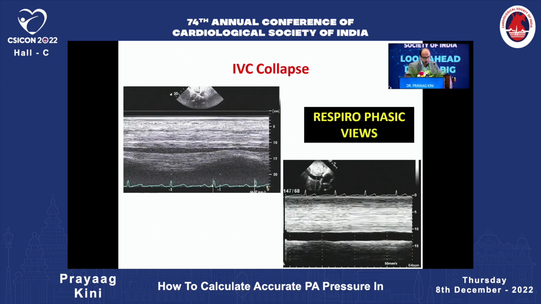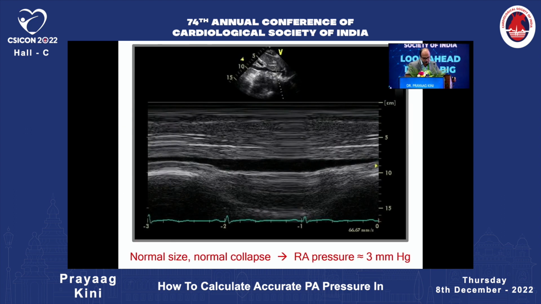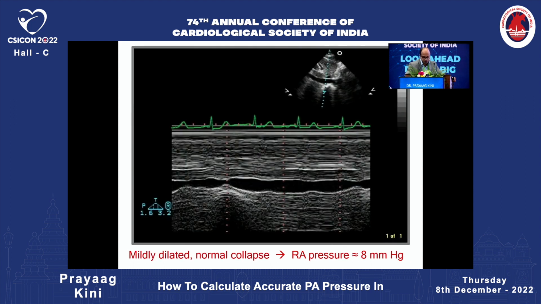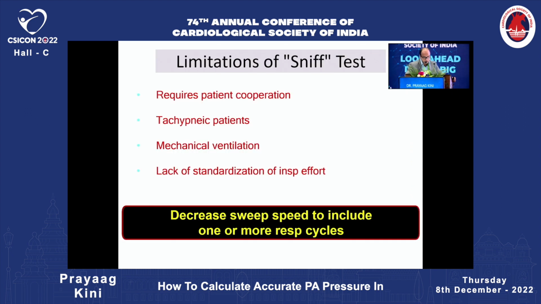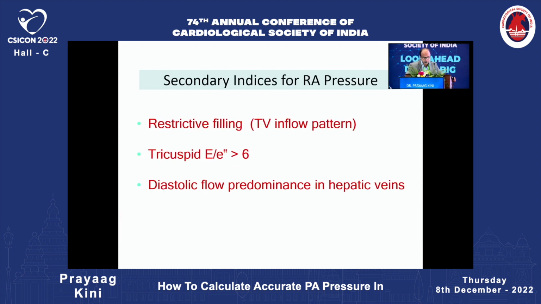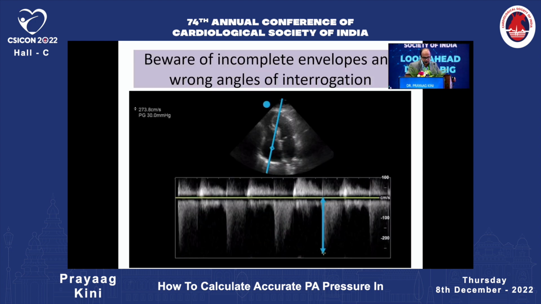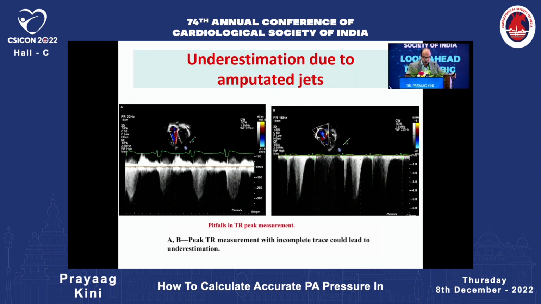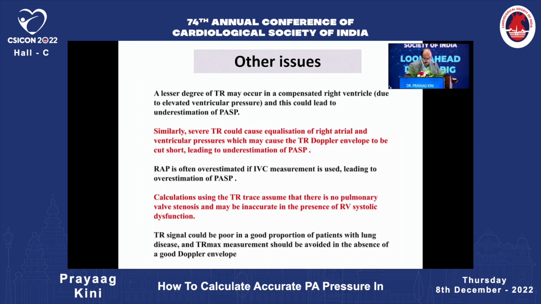Sorry, I have to go a little faster. Respirophasic views can be taken to see exactly the collapse happening in inspiration and expiration, and whether it is or is not collapsing. Of course, I said the limitation is that the patient needs to cooperate. In tachypneic patients and mechanical ventilation, we cannot do that. Secondary indices, I'll just skip this for the time being. As Sir also mentioned, an amputated TRJ should not be used, and we should use the chin rather than the beard.